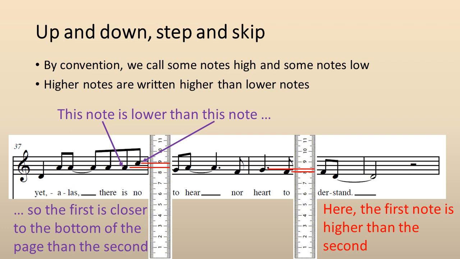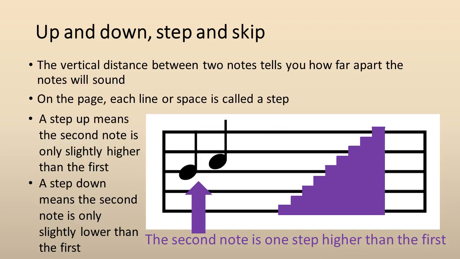In printed music, higher notes are printed higher on the page than lower notes. If your eyes go up when you go from one note to another, the second one is higher, as in the first example. If your eyes go down from one to another, the second one is lower, as in the second example. The vertical distance between 2 notes on the page tells you how much higher or lower one note is.